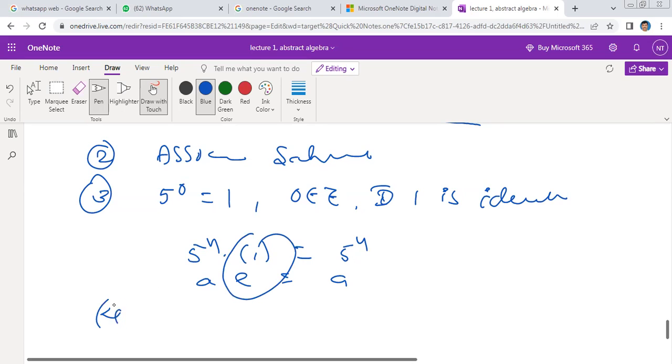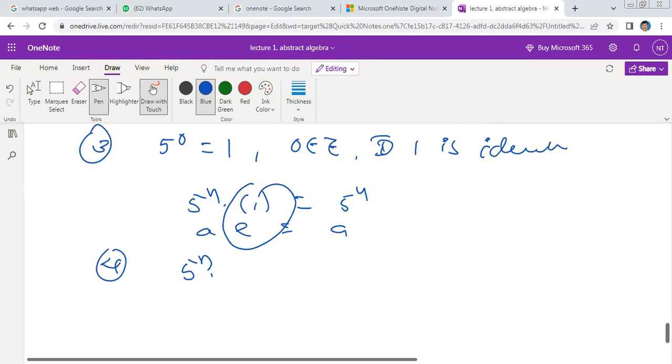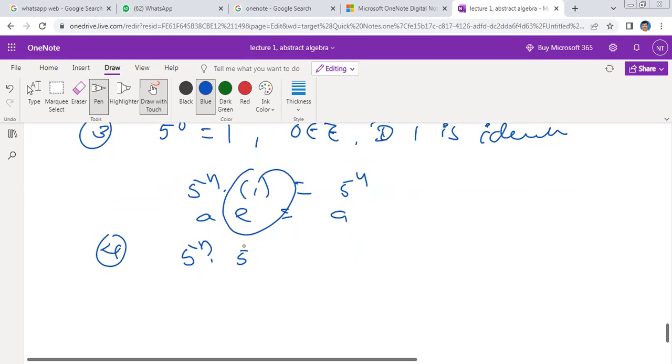Can you say the inverse of 5 power n? Does the inverse exist? 5 power minus n. That's all. 5 power minus n. Because if we multiply these two, what should we get? We should get the dummy element, and 1 came. So the inverse of 5 power n is 5 power minus n. Therefore, yes, it is a group.